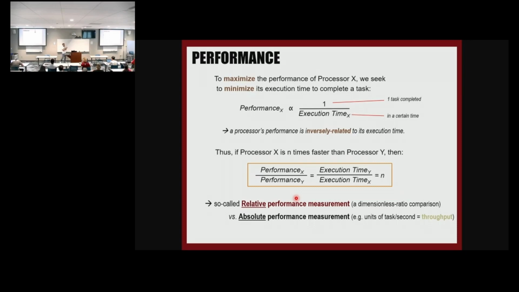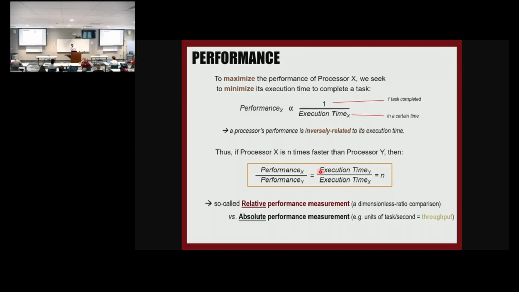Okay, so what is performance? We want to increase the performance of the processor. We have to decrease its execution time. It's as simple as that. So performance, as you can see here, has an inverse relation to the execution time. If you calculate the execution time and it's 2 seconds, your performance is 0.5, right?